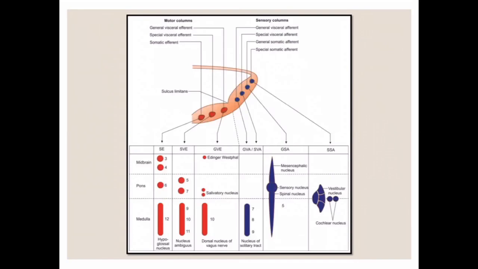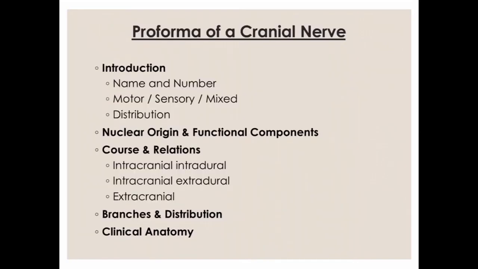So again, I just want you to memorize this table. There's no point in orally saying it out loud. You just have to spend some time with it. So moving on. What we will discuss now is the proforma of a cranial nerve. Now, all these nuclear columns will again be discussed in the live video. So I don't want to waste a lot of time on that, okay?